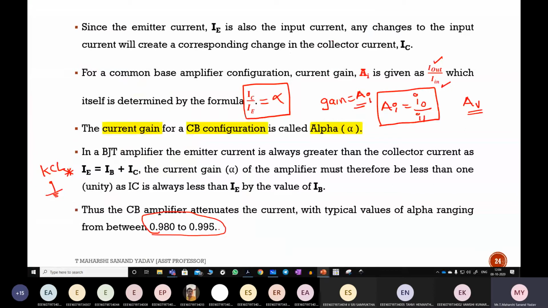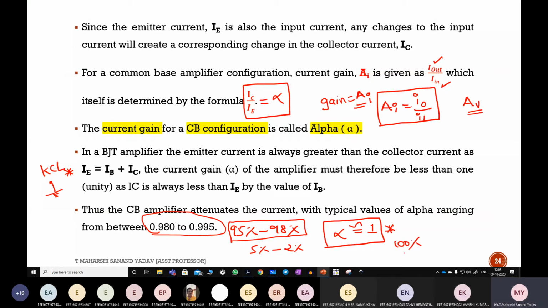Generally, the amplification factor will be approximately equal to 1. But because of recombination rate, there is a 5% and 2% recombination taking place. That's why at the end, I am getting 95 to 98% of charge carriers at the collector end. But generally, its value will be in the range of 1, I mean 100%. Clear or any doubts?